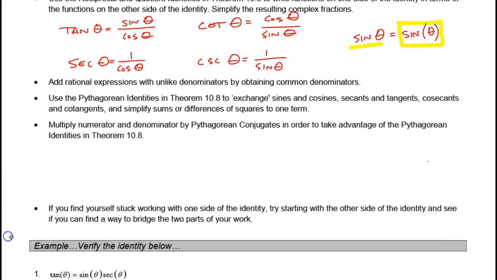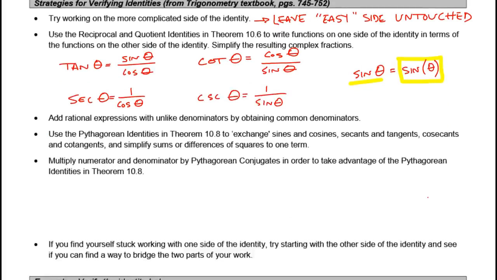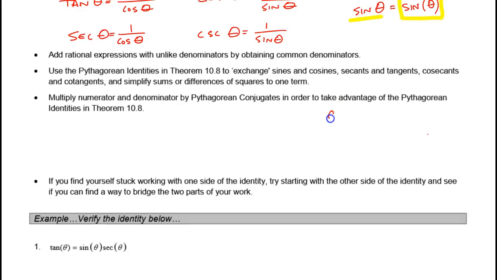Next bullet point, multiply numerator and denominator by Pythagorean conjugates in order to take advantage of the Pythagorean identities. So we have talked about conjugates before. Any binomial has a conjugate. A binomial is any two terms, something like a plus b. Its conjugate is you just flip the sign in between them. So the conjugate of a plus b is just a minus b.